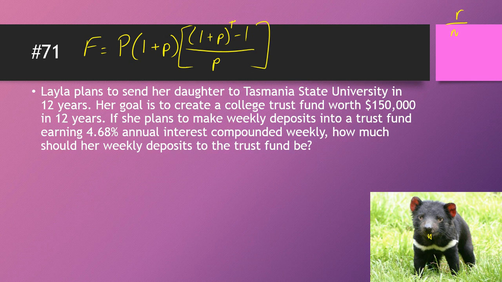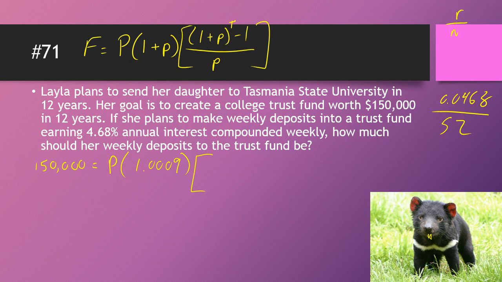So when we want to plug all these numbers in, we're going to plug in 150,000 because that's what we want to have at the end. Capital P is what we're searching for. When we plug in 0.0468 and divide it by 52, since it's weekly, we end up getting a number close to 0.0009. So we add 1 to that and we get 1.0009.